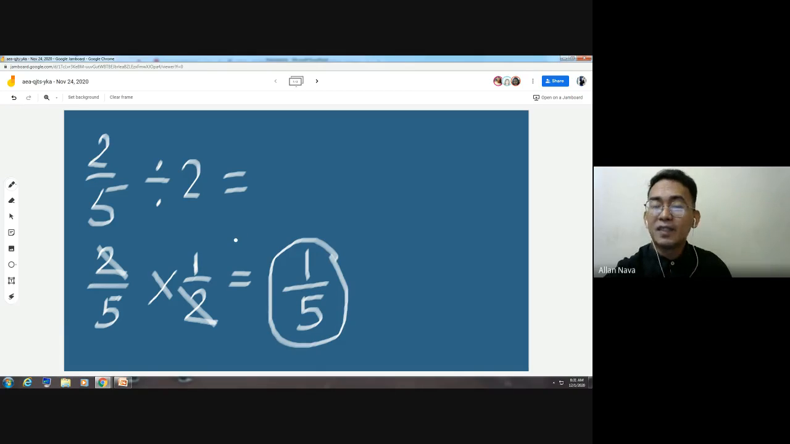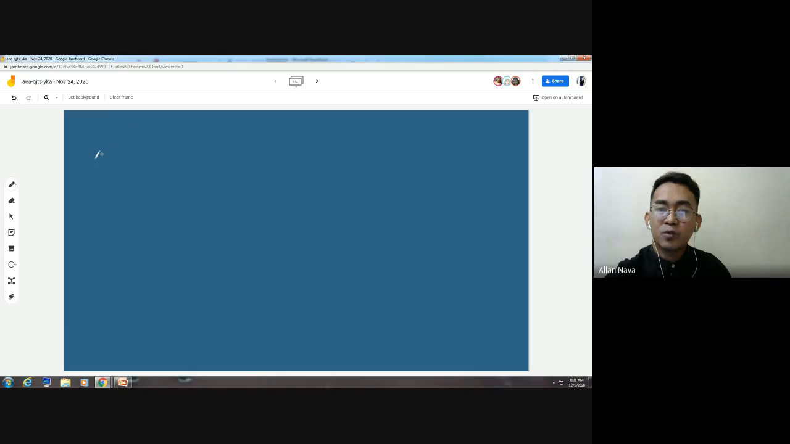Okay? There you have it. Next, what if the fraction is this way? 2/5 divided by 1/3 is equivalent to, ayan. Ayan, may fraction na ulit, hindi na sa whole number.